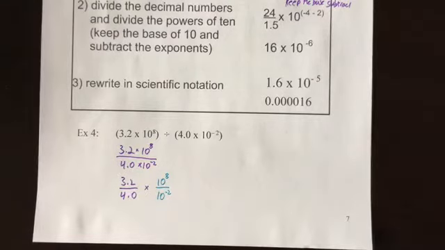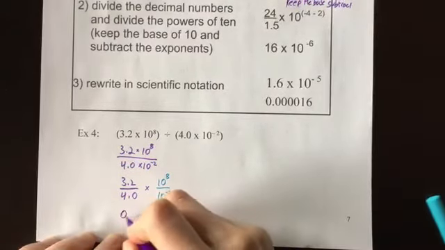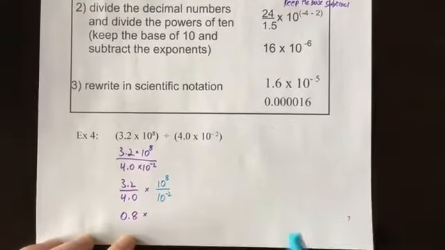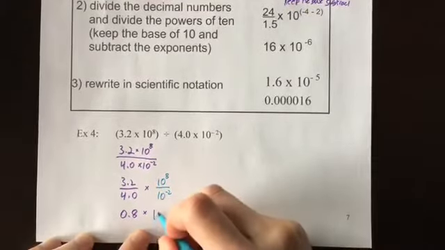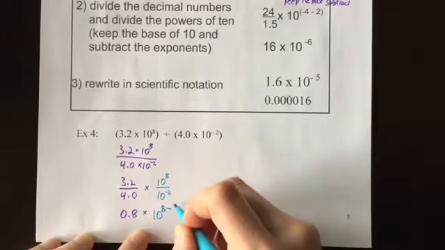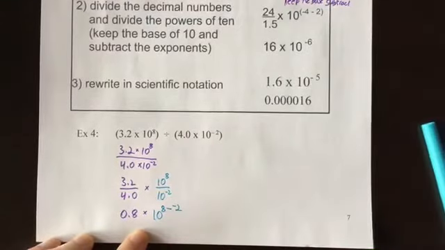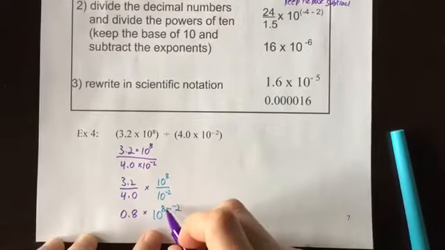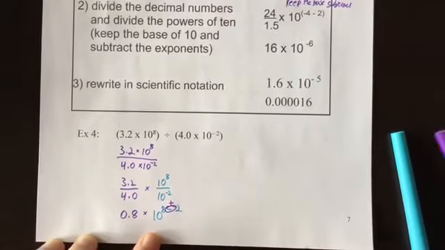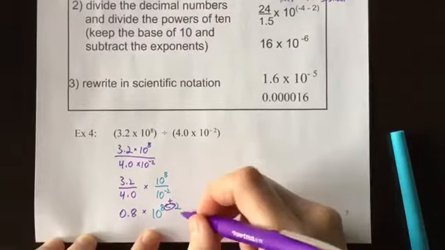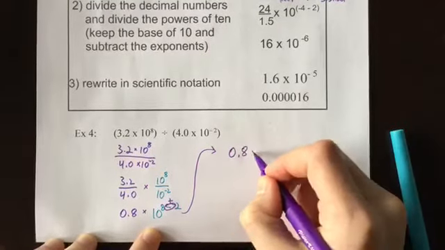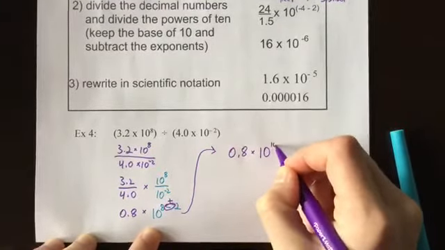That's going to give us 0.8 in our significand. And then in our powers of 10, remember we're going to keep the base and subtract the exponent. So it's going to be 8 minus, what are we subtracting? That negative 2. So careful there, right? We want to remember double signs, right? Same sign, sum. It's actually going to be 8 plus 2. Right? So we go ahead, we get our answer of 0.8 times 10 to the 10th.